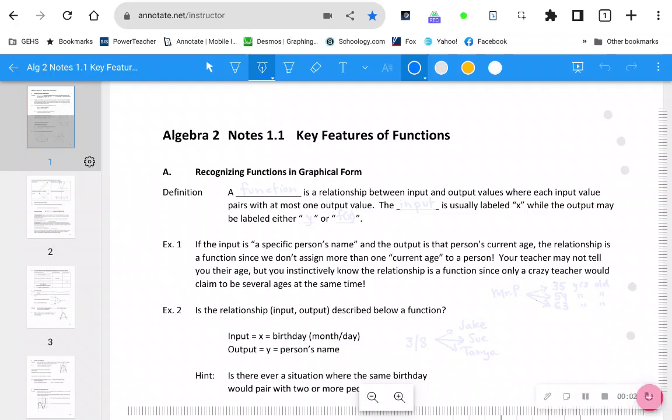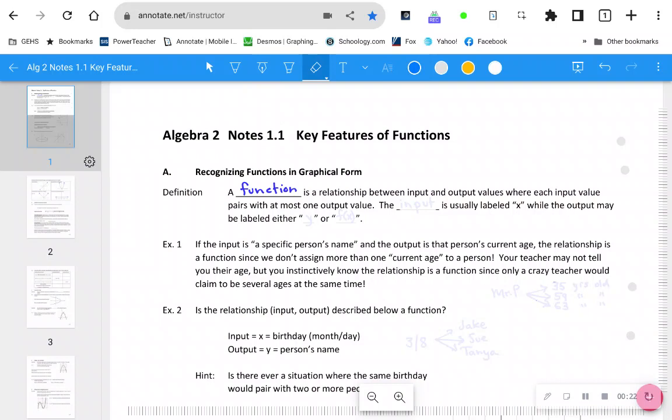Okay, this is Mr. Peterson, and I'm covering the notes for section 1.1. This video will cover parts A and B, and I'll do the subsequent parts of these notes in other videos. Okay, so we're going to start with the concept of a function.